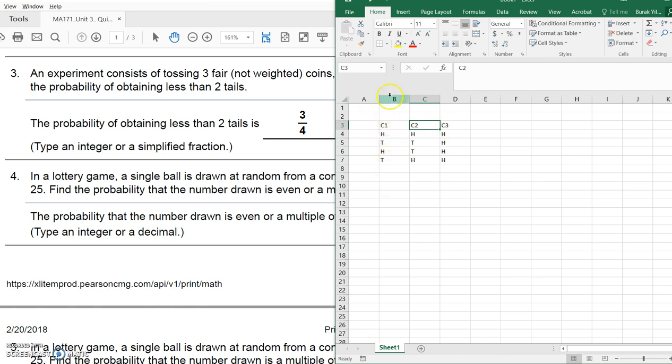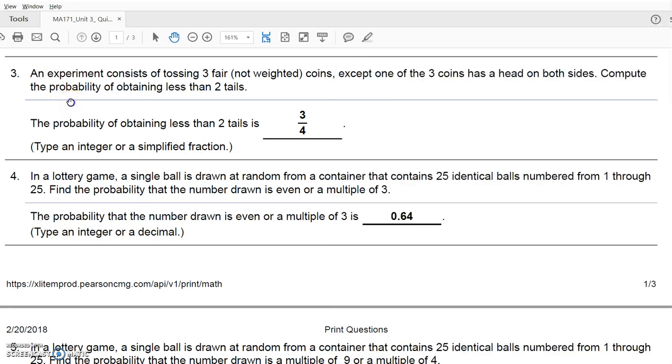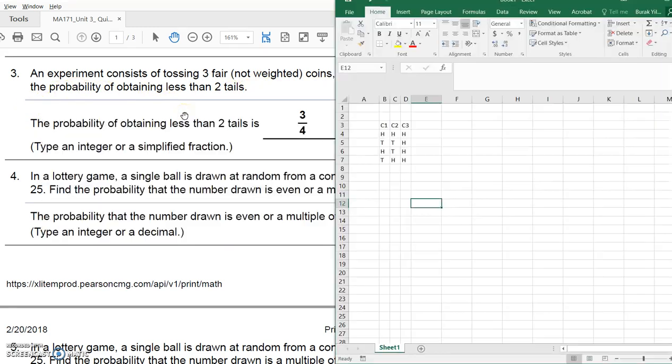So what we have here is HHH, TTH, HTH, THH. So these are 4 possible outcomes. The question is the probability of obtaining less than 2 tails. Less than 2 tails means you can have 1 tail or no tail. So this one is okay because it has 0 tails. This one has 2, that doesn't work. This one has 1 tail, so that one also works.